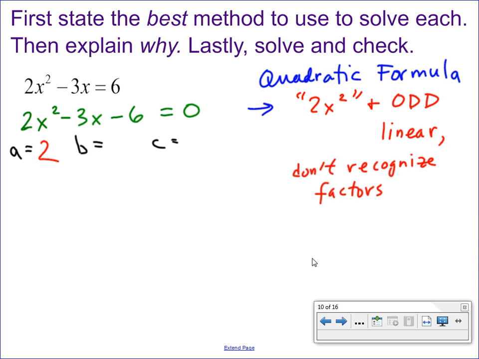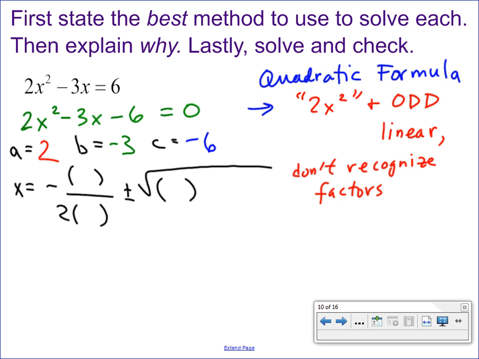Kenzie? -3. Thank you. What will I use for C? Jacob? -6. Awesome. Now let's go ahead and plug those into my quadratic formula. I know x is given by the opposite of b over twice the value of a, plus or minus the square root of b squared, minus 4 times a times c, close radical, all over twice the value of a.